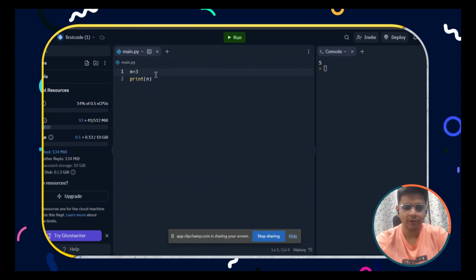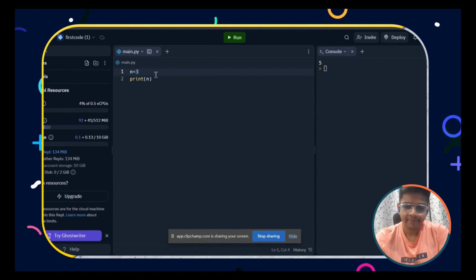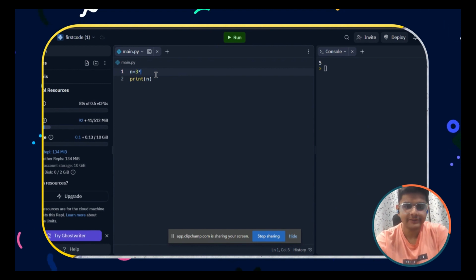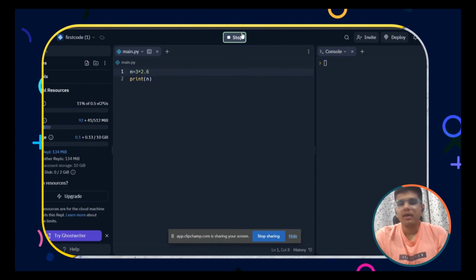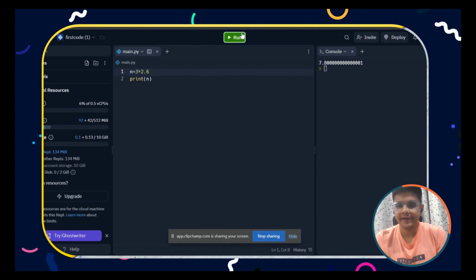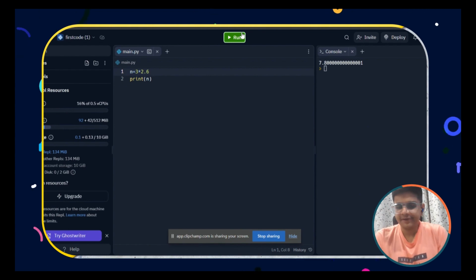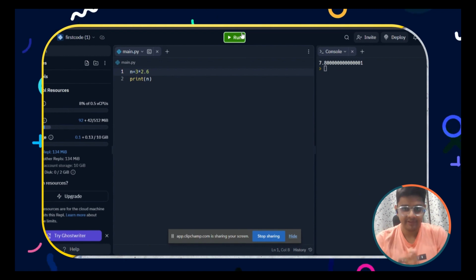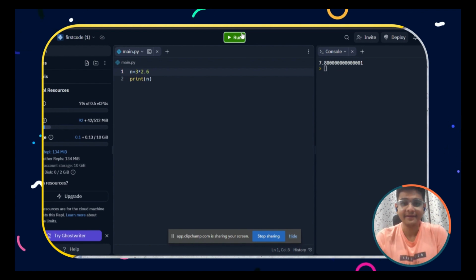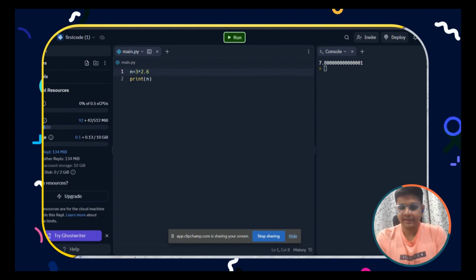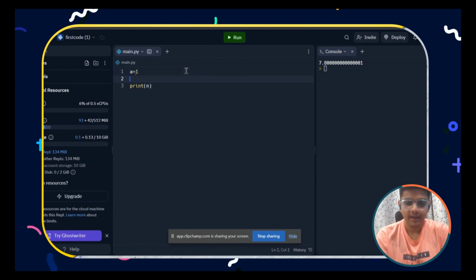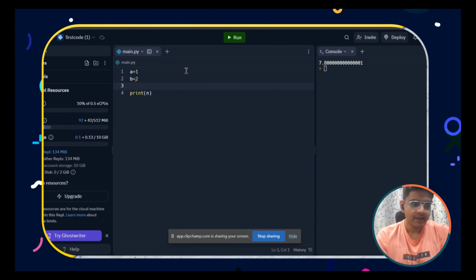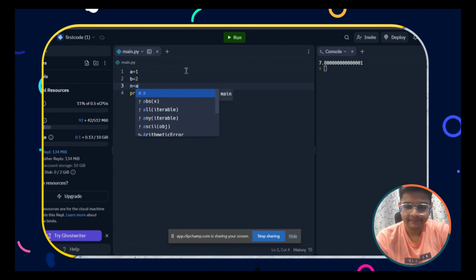Then let's do something more. Let's write 3 and multiply it by, let's take this time, 2.6. It doesn't matter, the answer is 7.8. So it is perfect. What we expect from the compiler or the program, it gives us the same answer. Now let's try something again. Let's define some variables, like a equals 1 and b equals 2. So n equals a plus b.